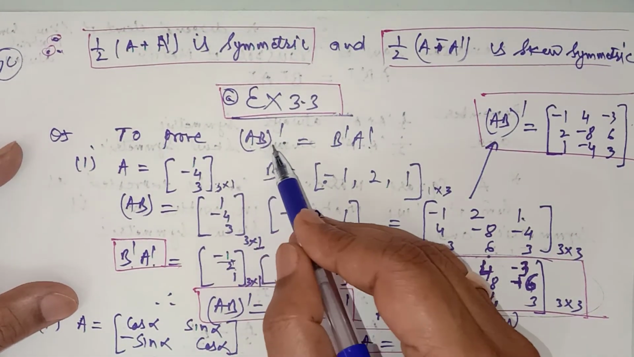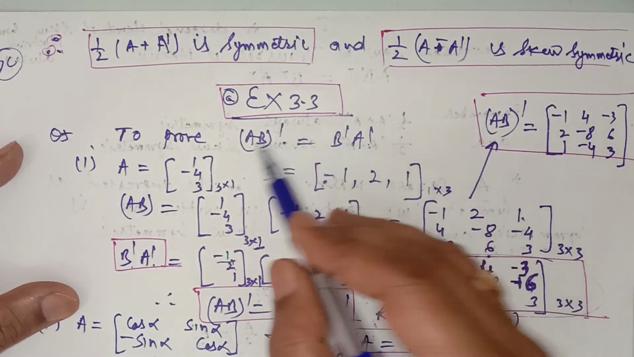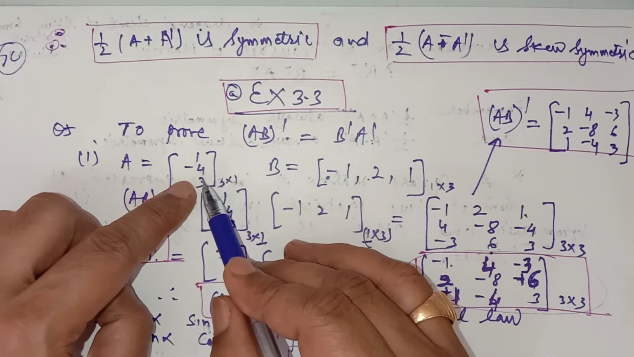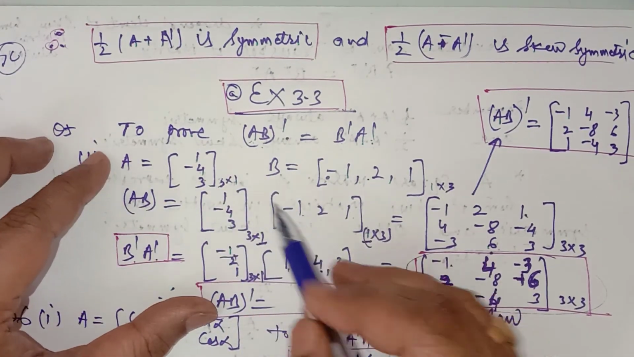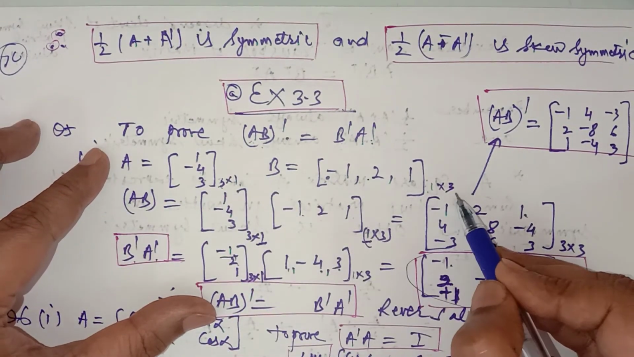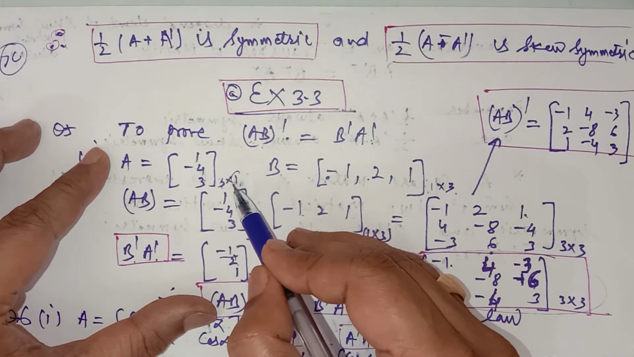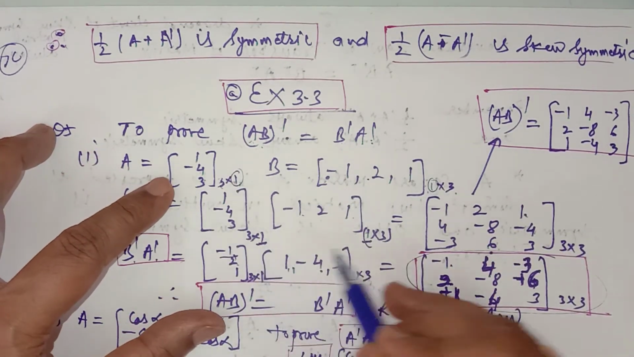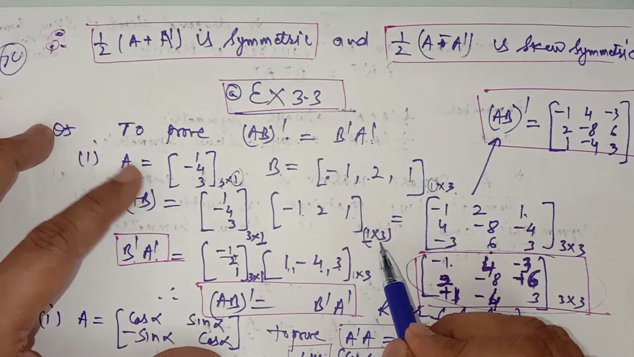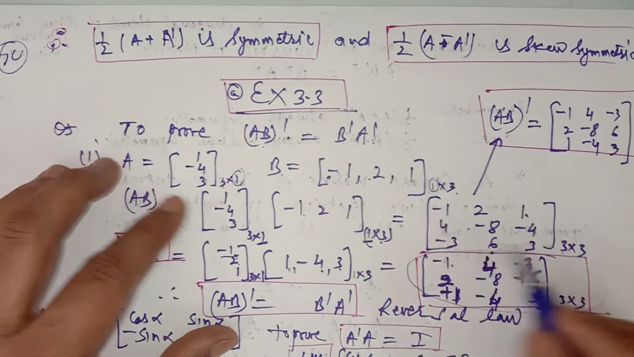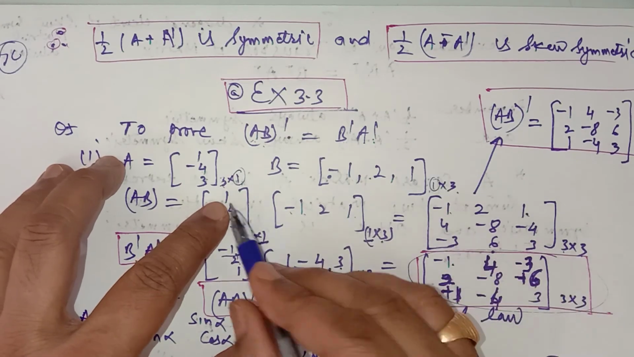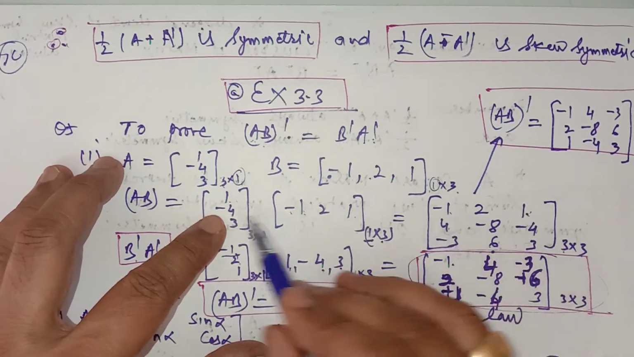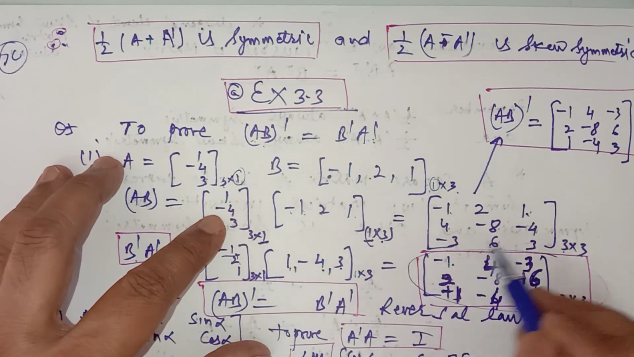So to prove that (AB) transpose is equal to B transpose A transpose, matrix A is given, matrix B is given. To find the left hand side, multiply A with B. A is of 3 by 1 order, B is 1 by 3. So we can multiply because the number of columns is equal to the number of rows of B, and the order of the resultant matrix will be 3 by 3. So 1 into minus 1, 1 into 2 that is 2, 1 into 1 it is 1, minus 4 into minus 1 is 4, minus 4 into 2 is minus 8, minus 4 into 1 is minus 4.